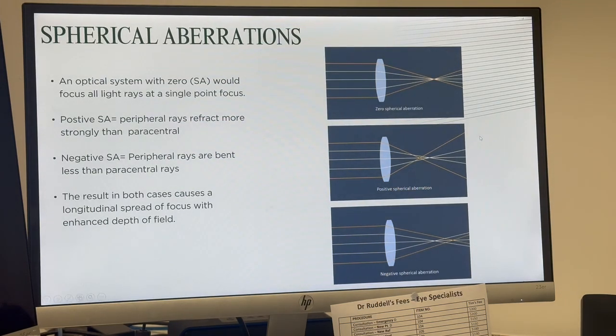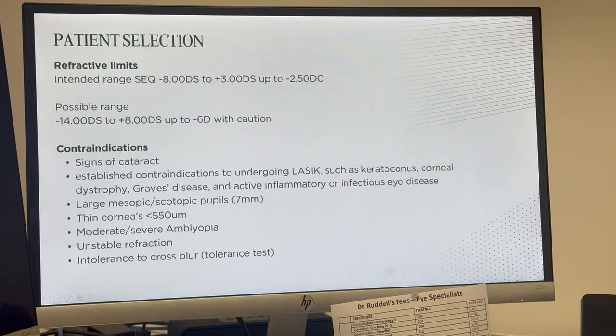Just talking a little bit about spherical aberrations: in an ideal optical system, there would be a single point focus, there'd be no aberrations, and you'd have this beautiful point focus refraction. With positive spherical aberrations, we can see here that these peripheral rays are refracted a little bit more than these central rays, which gives you this spread point focus. And then the opposite is true for negative spherical aberrations. These central rays refract a bit sooner than the peripheral, which gives us this spread point focus, which increases that longitudinal focus and gives us more of an enhanced depth of field.